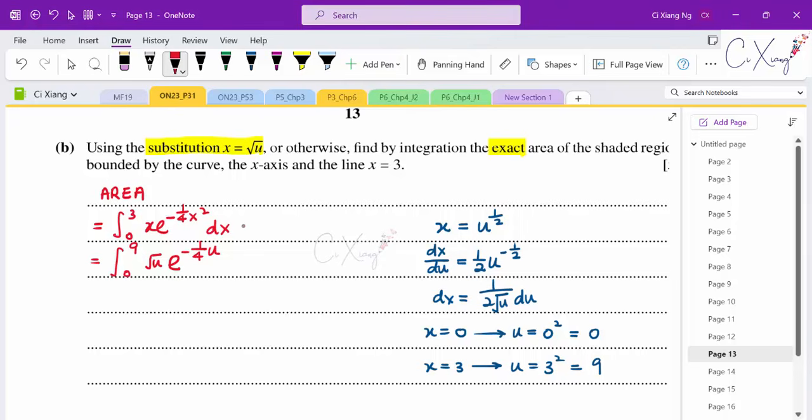Then how about the dx? Just now you already know that we can change it to 1 over 2 square root u du. You can see that from the first line to the second line, I have changed all the x to be in terms of u. Before we integrate, we simplify first. Square root u and square root u cancel off with each other. From here I have a constant half, and I prefer to take it out before I do the integration.